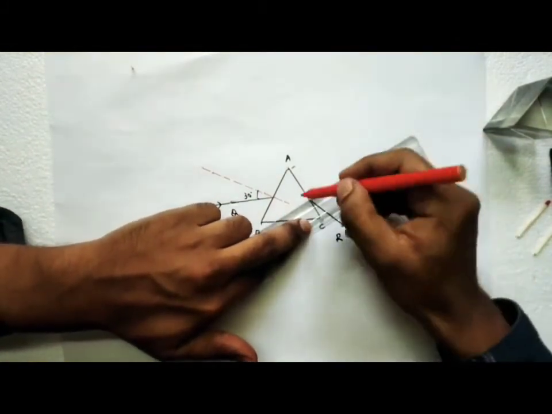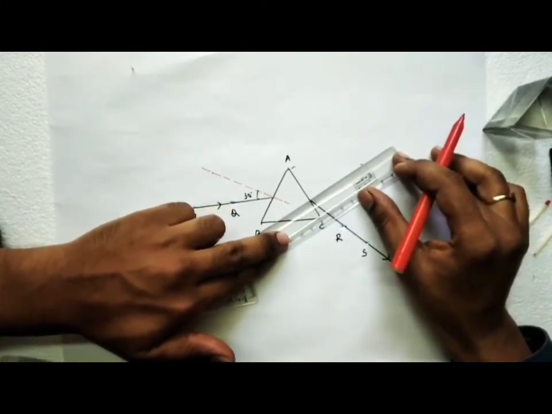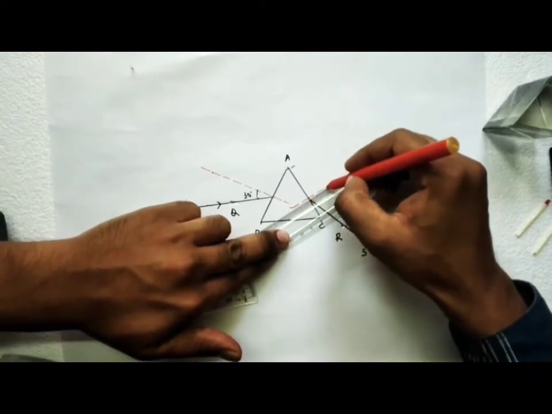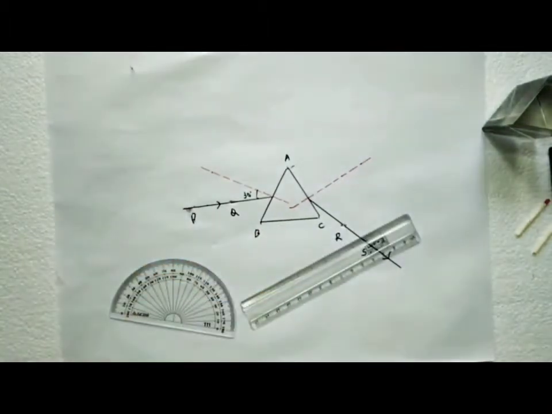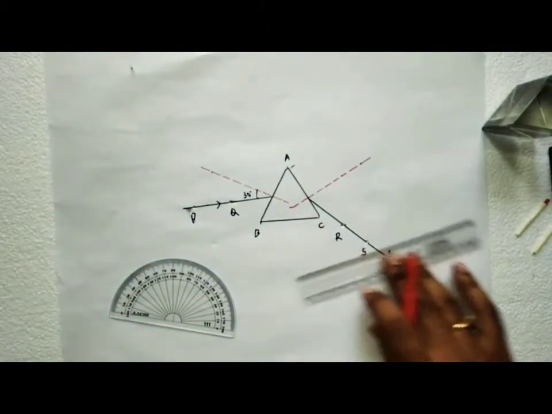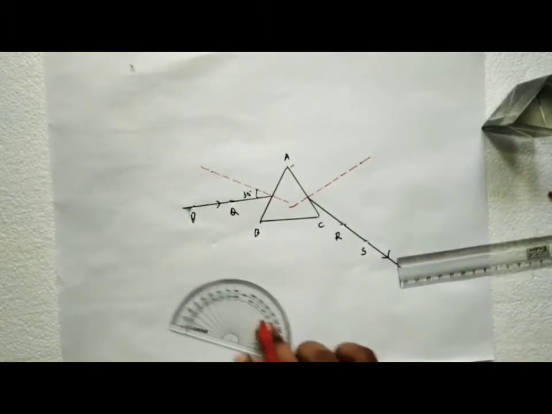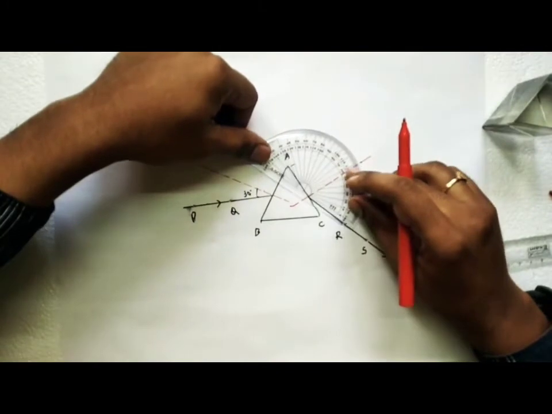When we draw the normal, we can measure the angle between the normal and the emergent ray, which is called the angle of emergence. So I am drawing a normal from the point of emergence. Now this is the second normal. Now the angle between the normal and the emergent ray is called the angle of emergence. So let us find the angle of emergence now.